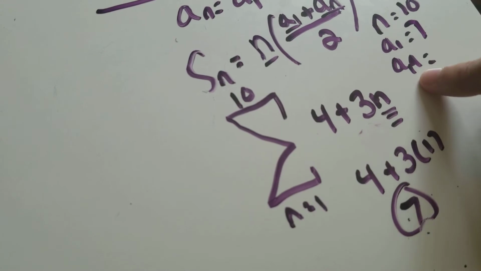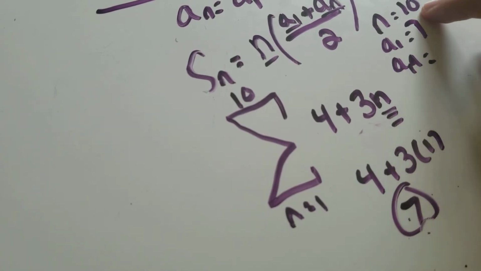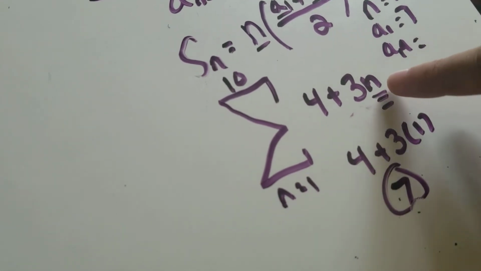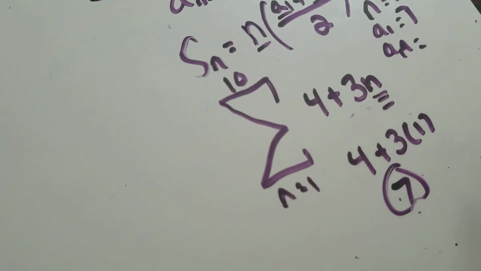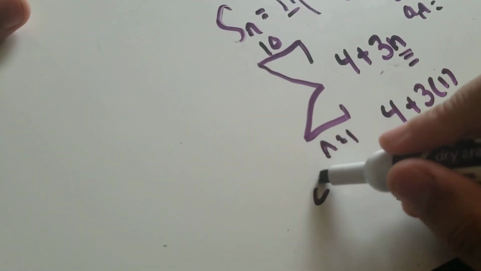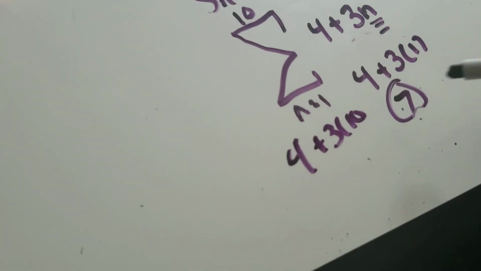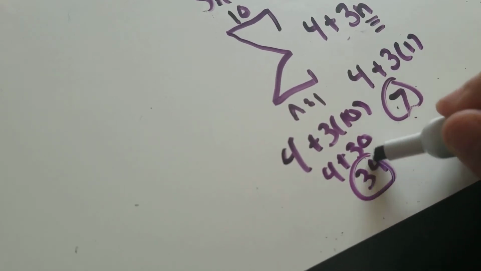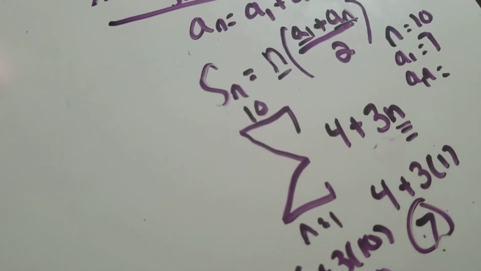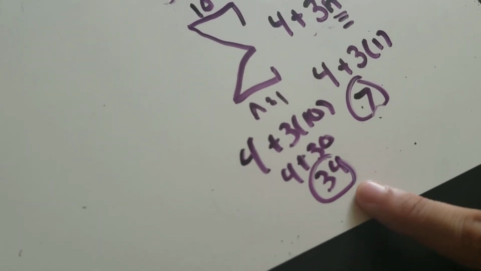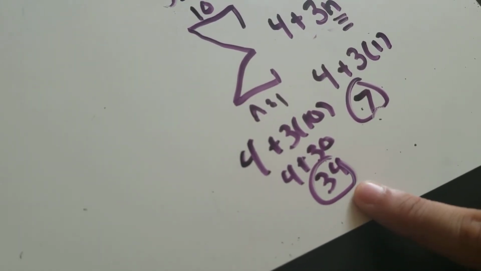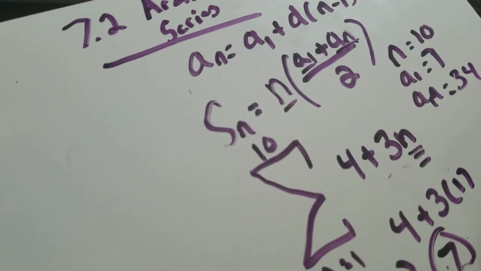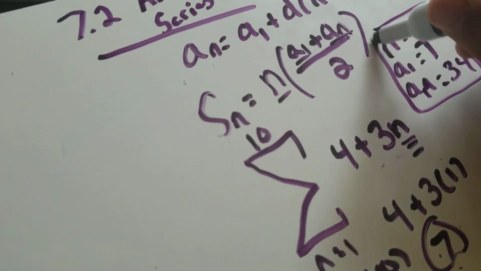Now I need to find a of n. We just said n is 10. So what is the number on the 10th step? In order to do that quickly, I plug in 10 here. So it becomes 4 plus 3 times 10. That's 4 plus 30, so that's 34. So 34 is my last term that I'm going to. Now we have all the actors in place, we can start this off.